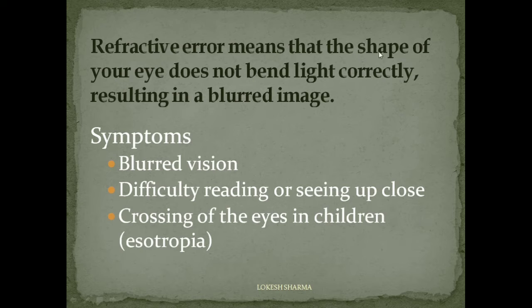Refractive error means that the shape of your eye does not bend light correctly, resulting in a blurred image. Symptoms: blurred vision, difficulty reading or seeing up close, and crossing of the eyes in children, which is called strabismus.